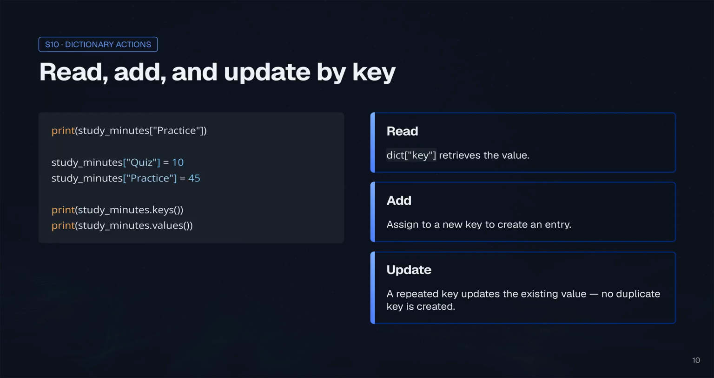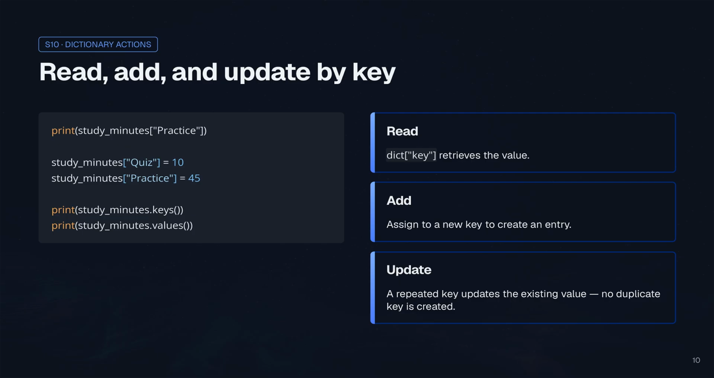A dictionary gives us three common moves. First, use a key to read its value. Second, assign a value to a new key to create an entry. Third, assign a new value to an existing key to update it. Notice that adding and updating use the same syntax.